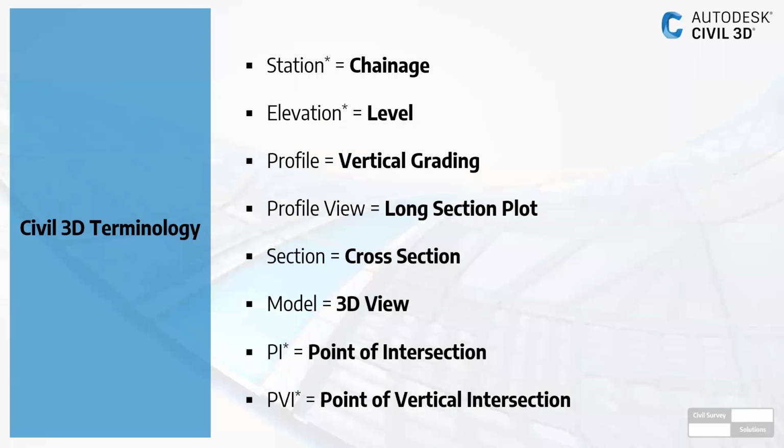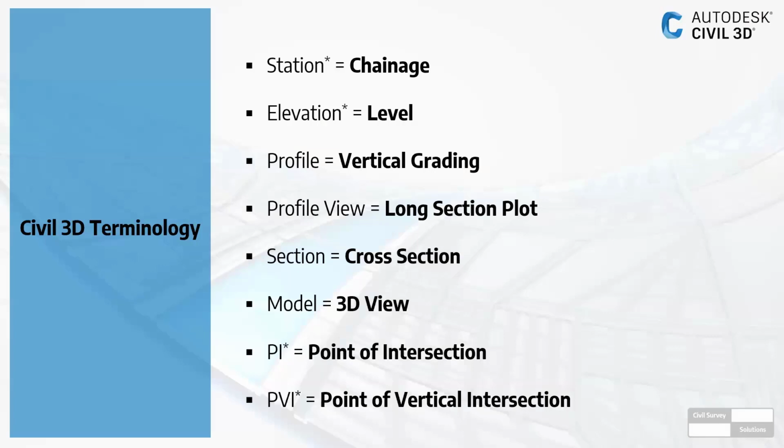Let's just talk about a bit of terminology, because Civil 3D actually has a couple of versions. So depending on which one you install, you get different names for different things. I'm using the US version. So the terminology used in the software and the stuff that you'll potentially see on the screen are things like station, elevation, profile, profile view, section, model, PI, PVI, as you can see on the screen here.